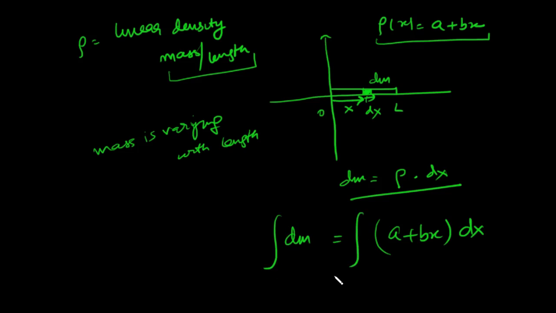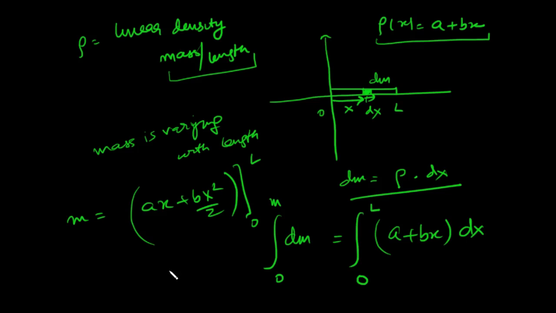Now we have to integrate it. Now what are the limits? You see, I have taken the mass from the origin, so I have to start from 0 and end up to L, and this would be 0 and this would be m, so m would be equal to ax plus bx square by 2, and now I take the limit 0 to L, so we have AL plus BL square over 2. This is the mass m.